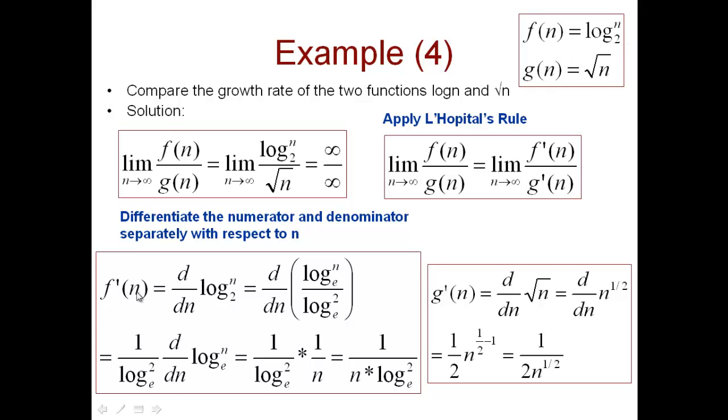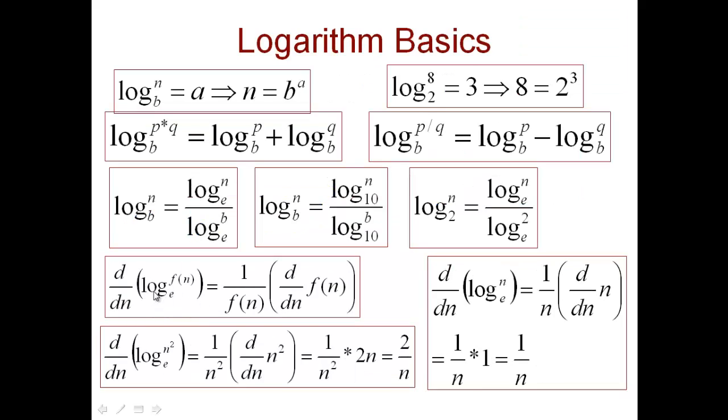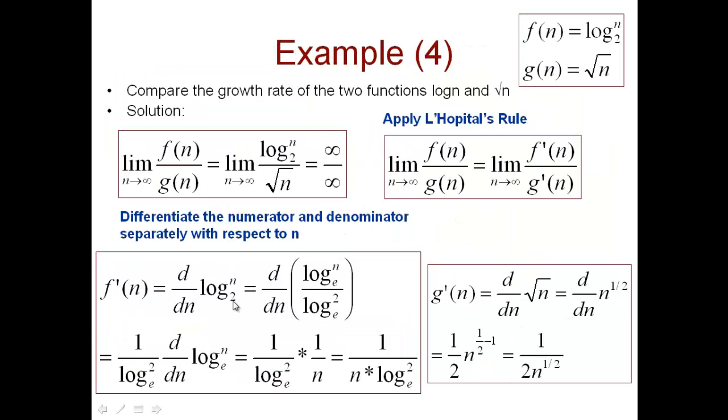So f prime of n is the differentiation of log n to the base 2, that's our f of n, with respect to n. Now remember I said you can do the differentiation of a log function only if the log function is to the base e. But here we have log to the base 2. So what we have to do is first transform this to something that involves base e.